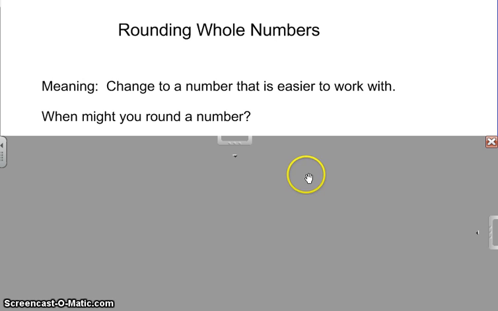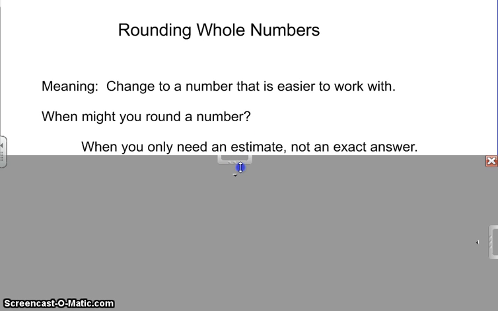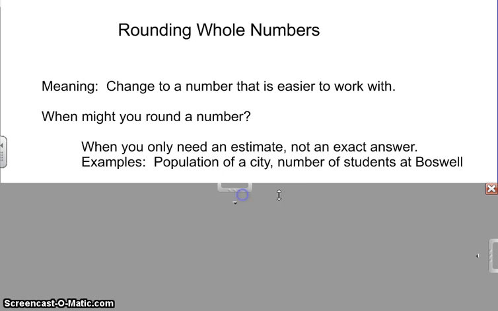Why might you round a whole number? Just think about that. Look around my room. Think about life and why you might round a whole number. A couple of reasons you might do this is when you only need an estimate for an answer, you don't need an exact answer. Some examples might be the population of an entire city. Instead of telling you I have 295,613 people living in there, I might just say I have about 216,000.